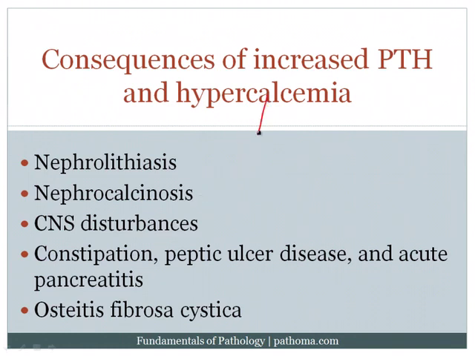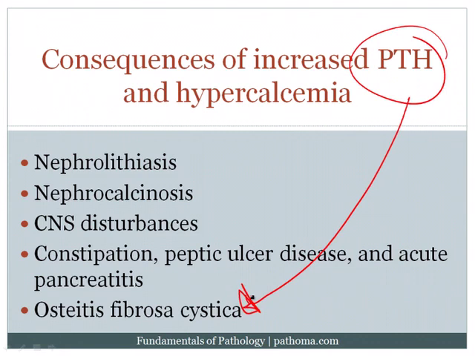In addition, the hypercalcemia can go into the CNS and cause CNS disturbances such as depression and seizures. Hypercalcemia can also lead to constipation, peptic ulcer disease, and acute pancreatitis. This is particularly high yield, hypercalcemia producing an acute pancreatitis. The way I remember it is that high calcium is sort of an enzyme activator, and so you can activate the enzymes of the pancreas within the pancreas, giving you an acute pancreatitis. And finally, because you've got high levels of PTH, you're going to have massive resorption of bone. You can eventually produce fibrosis and cysts within the bone, which is called osteitis fibrosa cystica.